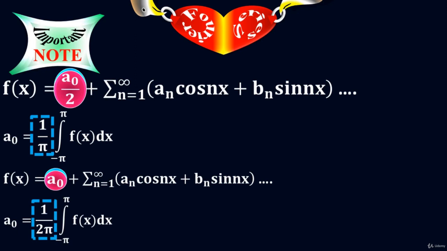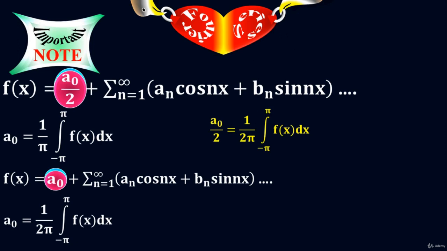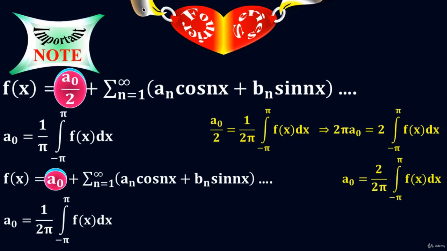How do I cancel the 2 with the 2? Let's suppose you have a sub naught over 2 in the formula, where its coefficient equals 1 over 2 pi times the integral of f of x dx. Take cross multiplication and simplify it, so finally you will get 2 over 2 pi. The 2 at the numerator will cancel with the 2 at the denominator, and you are only left with 1 over pi. That's why I write a sub naught equals 1 over pi times the integral of f of x dx if I have a sub naught over 2 in the formula. If I have a sub naught in the formula, I will have 1 over 2 pi.